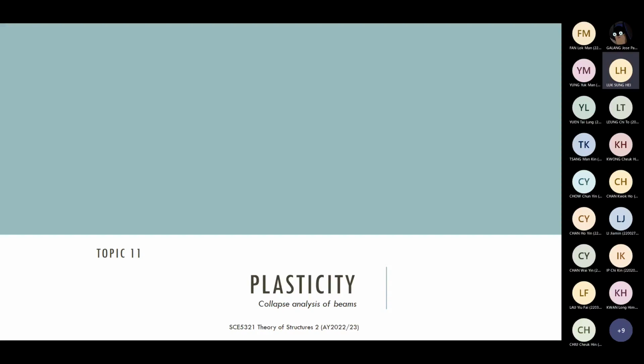Plastic collapse analysis of simple beam. In this chapter, we mainly focus on some relatively simple beam elements. Simple beam means a beam with one span. It can be a simply supported beam, a fixed end beam, or a beam with different boundary conditions.